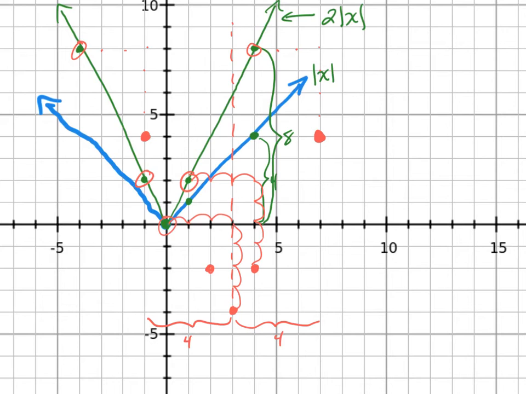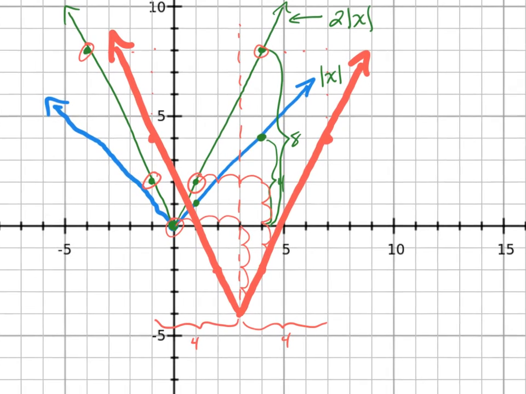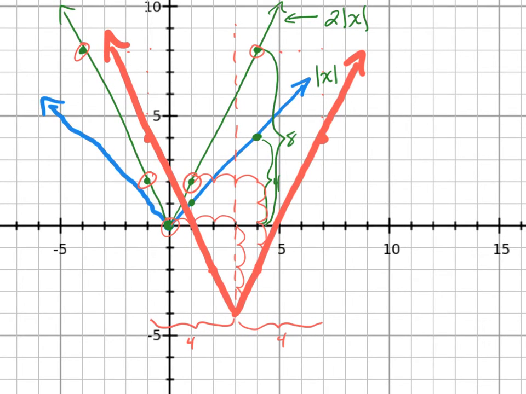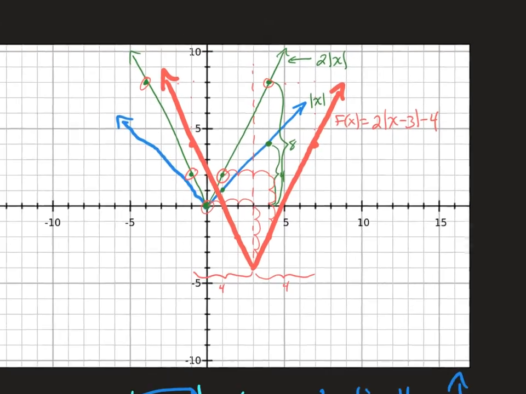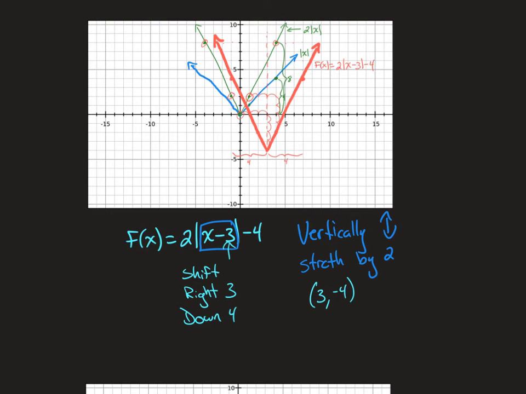And now it's kind of a mess. So I'll try to make it thicker. This graph looks just like this. There it is. That is our f of x, which is 2 times the absolute value of x minus 3, minus 4. That's how it's done.